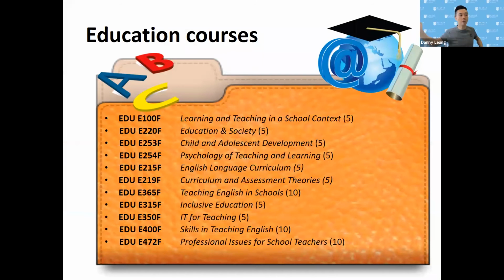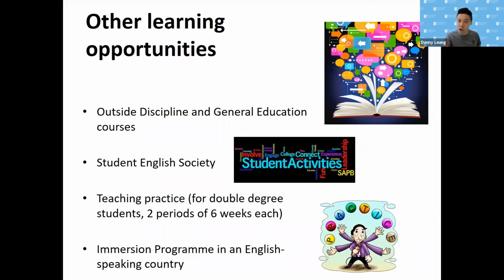Apart from the English language studies, English linguistics, and English literature courses, for the English double degree students, just remember what I just told you, you have to do an area of education courses, which will equip you to be a super teacher, a good English teacher. Apart from the major courses, definitely in this university, you will have numerous chances to do something else. We call them other learning opportunities, other learning chances.